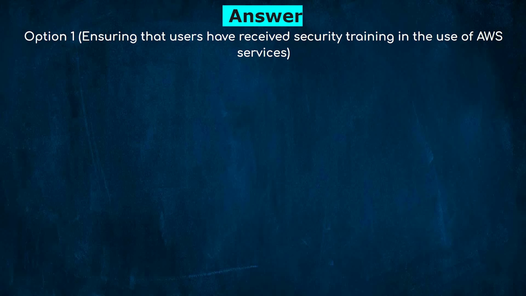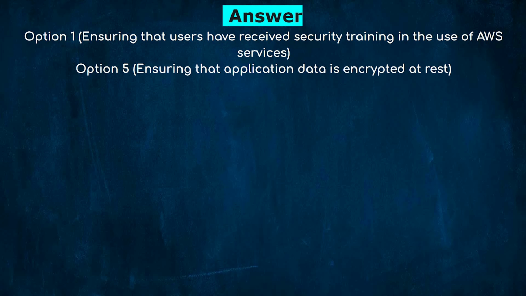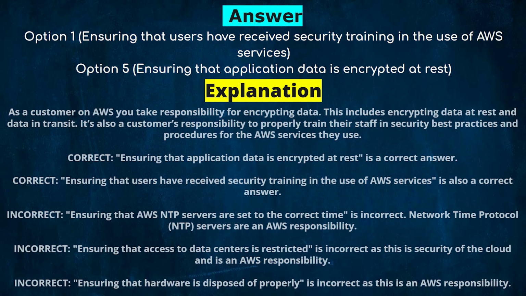Ensuring that users have received security training in the use of AWS services. And Option 5. Ensuring that application data is encrypted at rest. Explanation. As a customer on AWS, you take responsibility for encrypting data. This includes encrypting data at rest and data in transit. It's also a customer's responsibility to properly train their staff in security best practices and procedures for the AWS services they use. Ensuring that application data is encrypted at rest is a correct answer. Ensuring that users have received security training in the use of AWS services is also a correct answer.